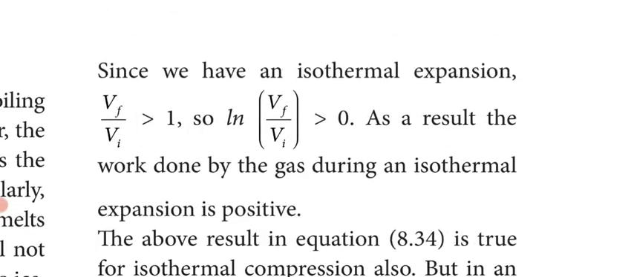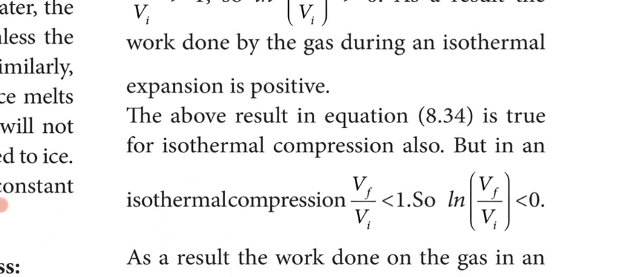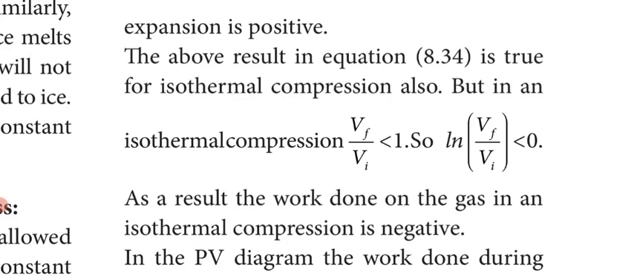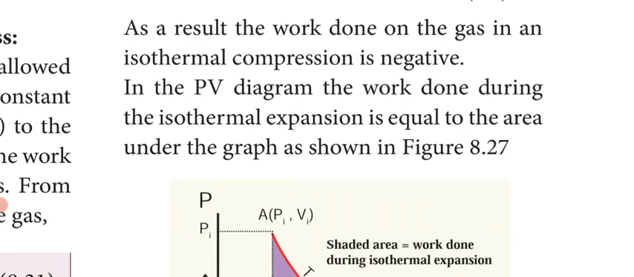So what happened? In the isothermal expansion, Vf by Vi is greater than 1, so the natural log of Vf by Vi is greater than 0. As a result, the work done by the gas during an isothermal expansion is positive. The result in the equation is also true for isothermal compression. But in isothermal compression, Vf by Vi is less than 1, so the natural log of Vf by Vi is less than 0. As a result, the work done on the gas is negative. That means the work done for the isothermal compression is negative.